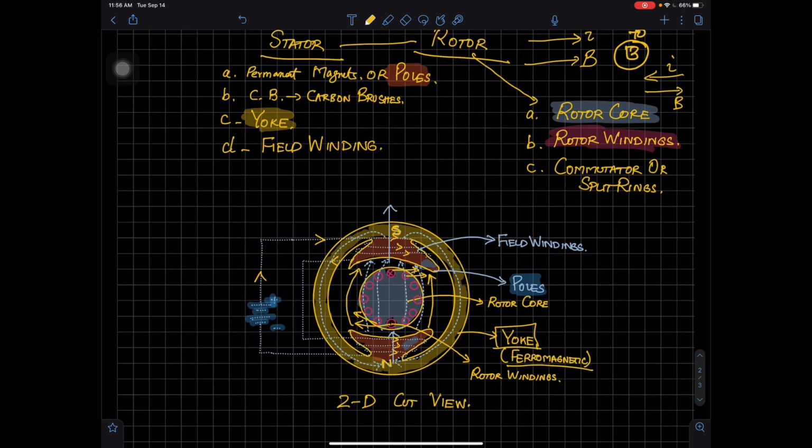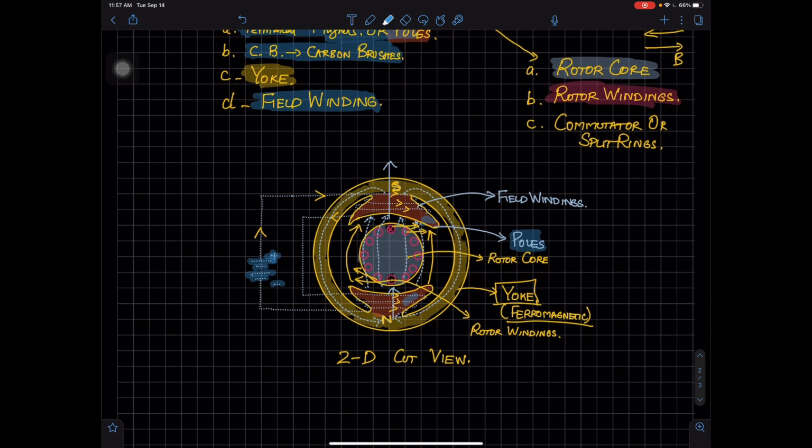And then this flux flows through it, passing from the rotor, and reaches the yoke. So now in the stator, you can see that I have permanent magnet poles, and then there are going to be field windings, because this time I am using an electromagnet. The electromagnet has to be there. Then there is the yoke, which is the outer part of your machine. And then the stator portion also has the carbon brushes over here, because carbon brushes are also going to be stationary.